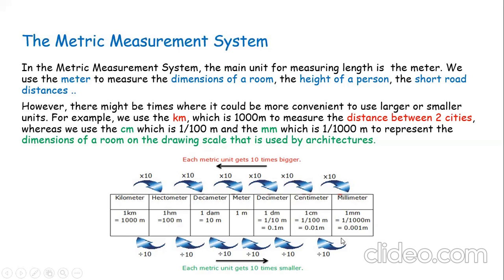If we want to move in the other direction, for example, to convert from meter to kilometer, we have to divide by 1,000. Why? Because 1 kilometer equals 1,000 meters. However, the main units that we usually deal with, and you can see them present on academic papers, are millimeter, centimeter, meter, and kilometer.